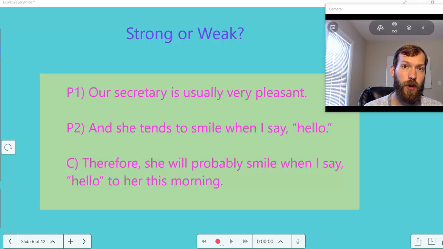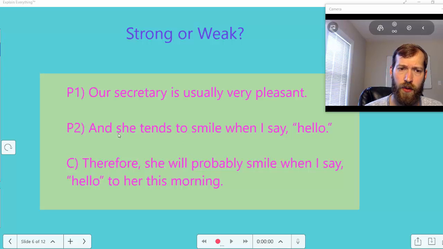If you said it was a strong argument, good. This is in fact a strong argument. So the conclusion is that the secretary is more likely than not to smile when I say hello to her this morning. Well, consider all the evidence that I've given, and assume for the moment that this is all the relevant information that I am aware of. So I meet the total evidence requirement.